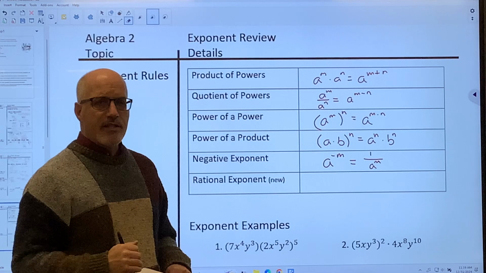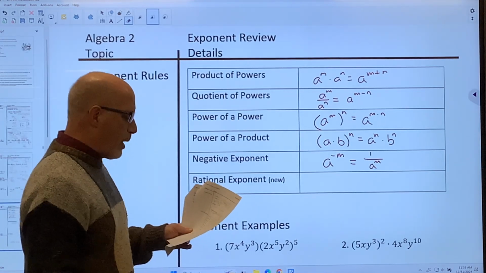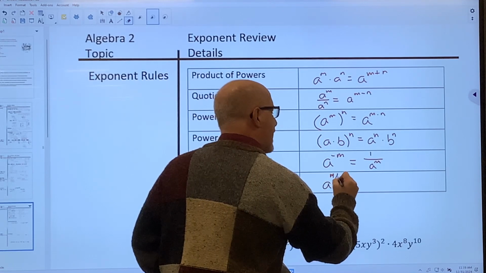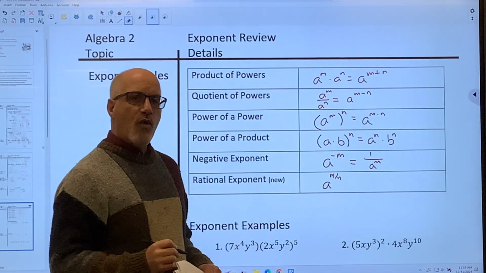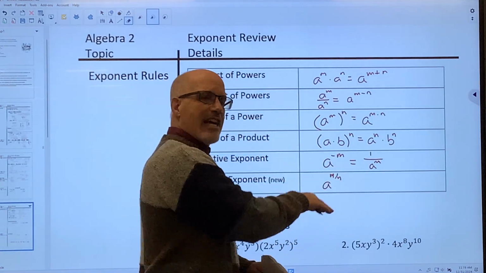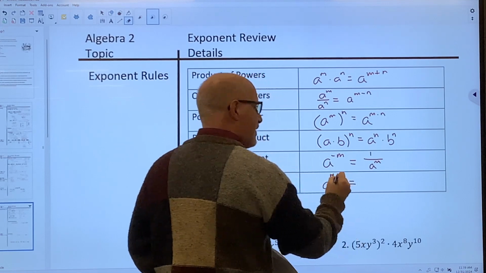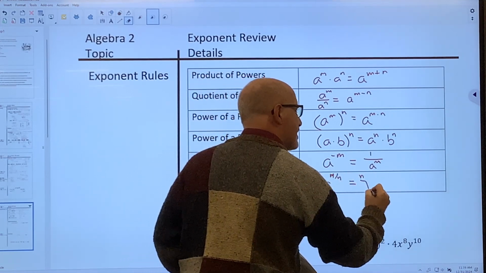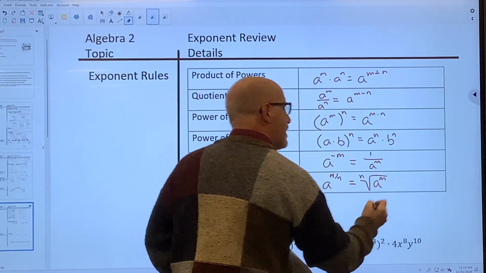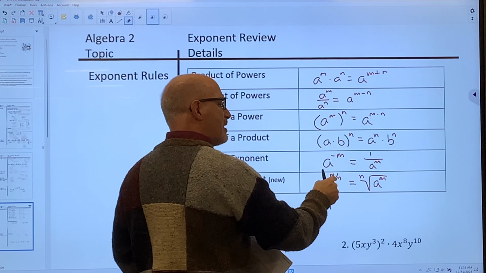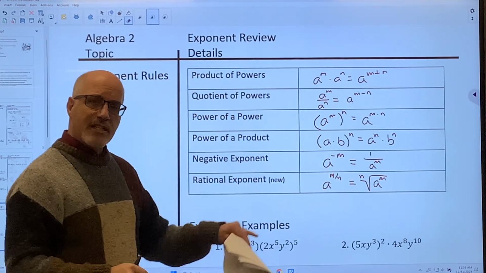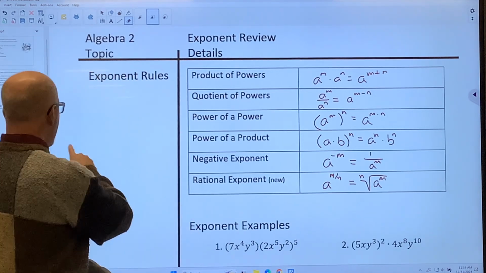And this is our new one. This is going to be tying it to our radicals. If you've got an exponent that is a fraction, a to the m over n power, so the fraction isn't outside, that fraction is in the exponent, the denominator of the exponent becomes the index. It becomes the nth root of a to the m power. So the numerator becomes the exponent, the denominator becomes the index in the problem. That's new. That's what we're going to build upon in the next few lessons.